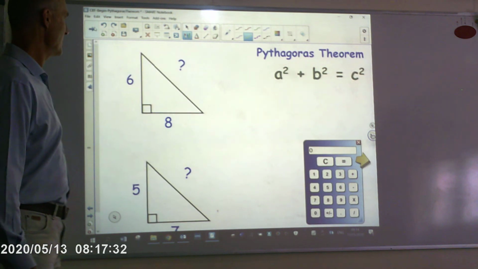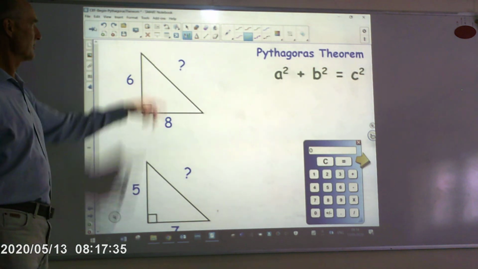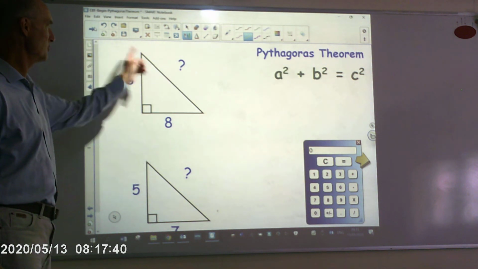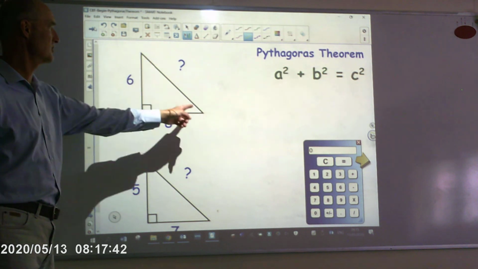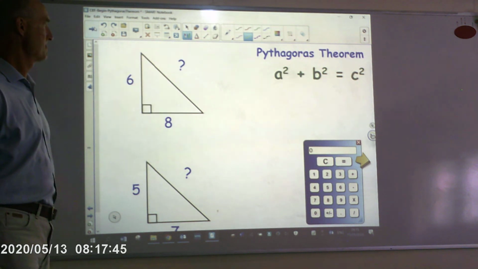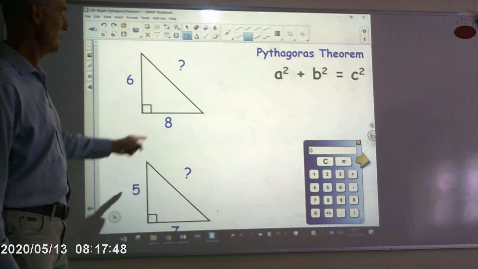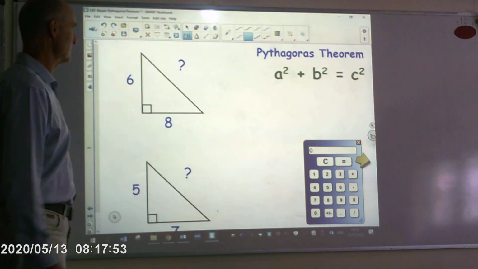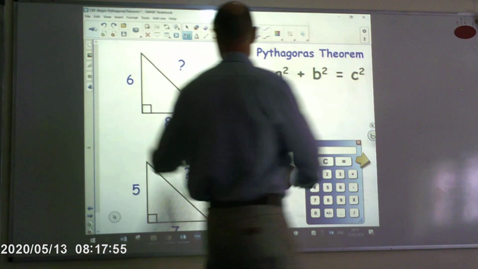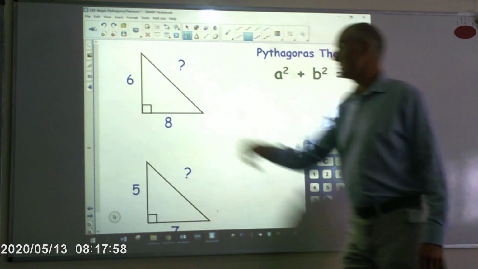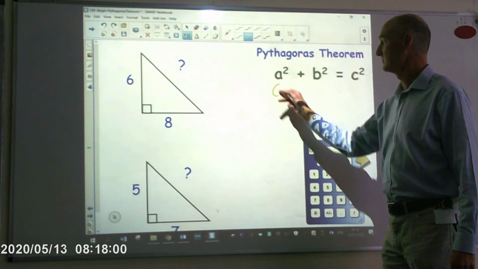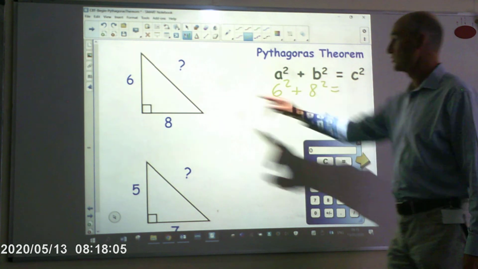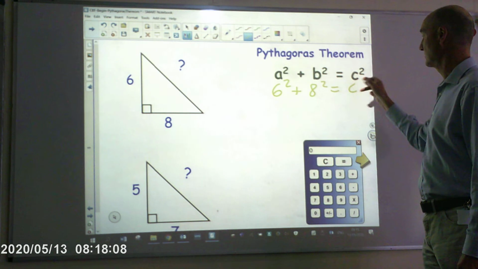Let's have a little look at how that works. So I've drawn out another triangle here. I've got a short side of 6, I've got a short side of 8. I'm trying to find my long side. Okay? So my Pythagoras theorem says short side squared plus the other short side squared equals the long side squared. So in this example, 6 squared added to 8 squared equals my unknown. Let's just keep that as c squared.